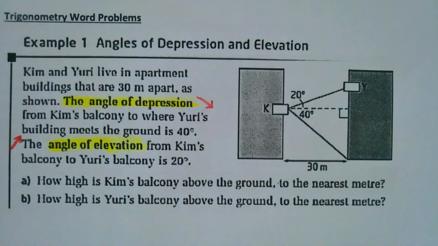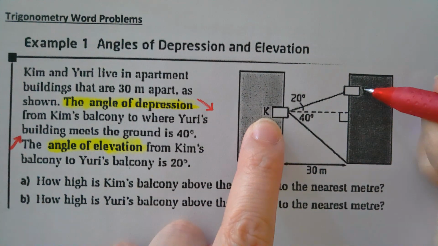Do you need to know these 2 words? Yeah, when I ask it like this, I think by now you know. Okay. So this is Kim, this is Yuri.